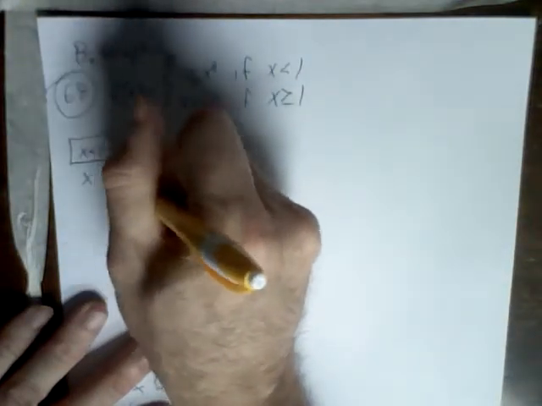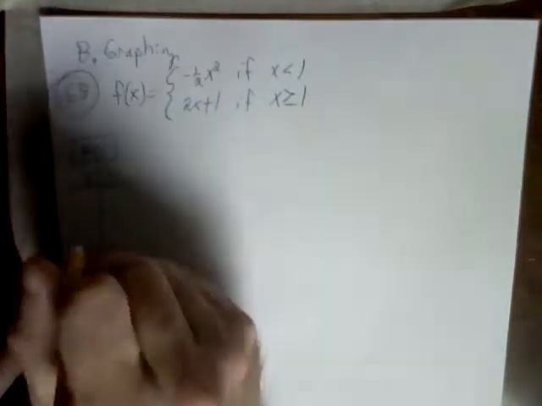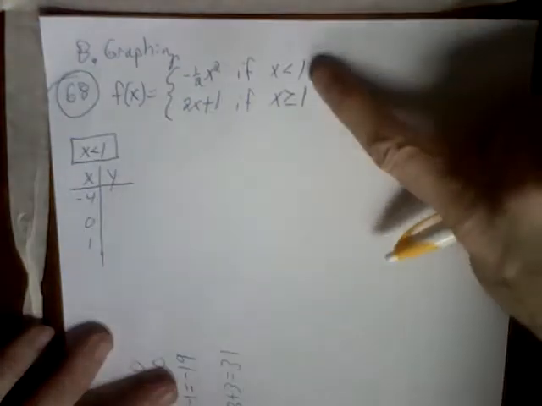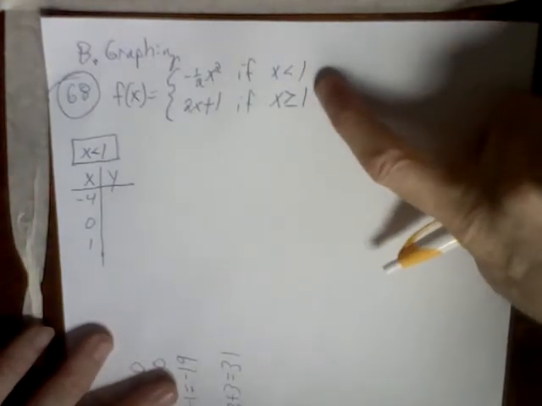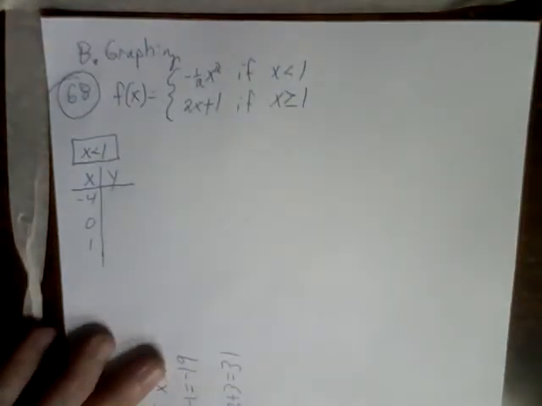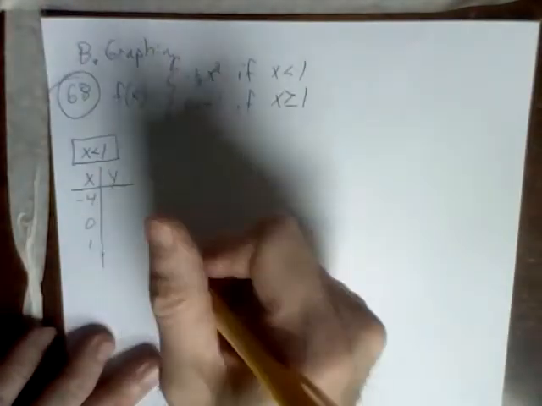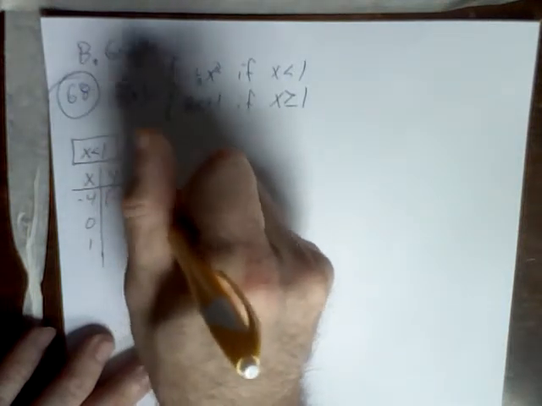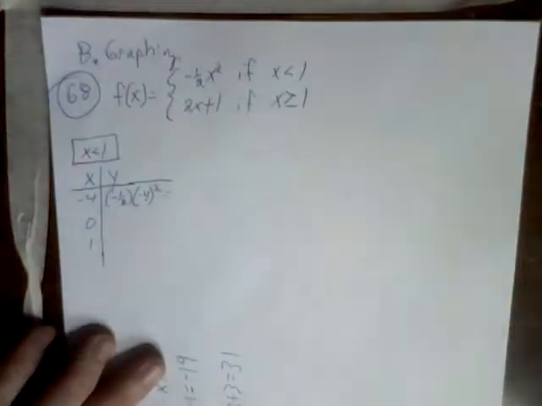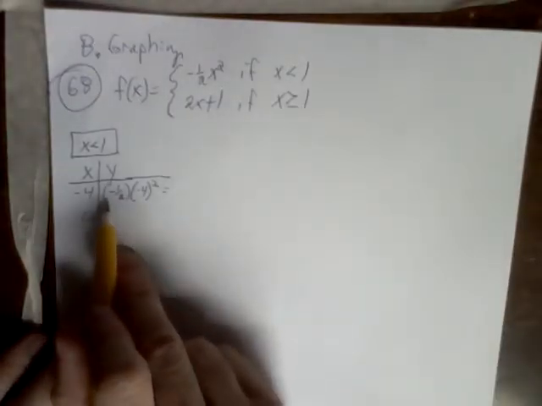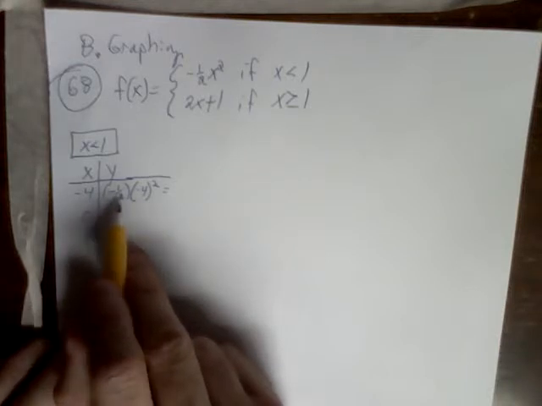So I'm just going to pick a couple of values for this. Well, let's pick negative 4, 0, all the way up to this frontier, this point 1, which is right in between the two pieces. Okay. So negative 4 into here, we'll have negative 1/2 times negative 4 squared. Negative 4 squared is 16. 16 times negative 1/2 is negative 8.